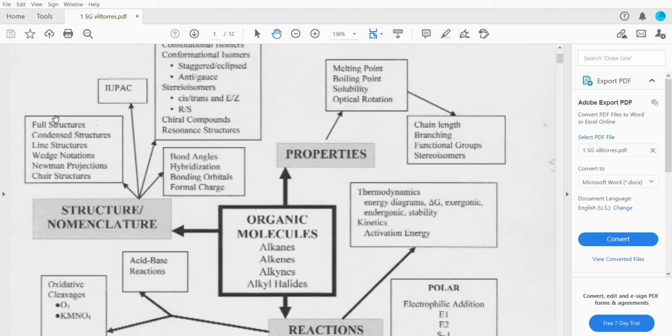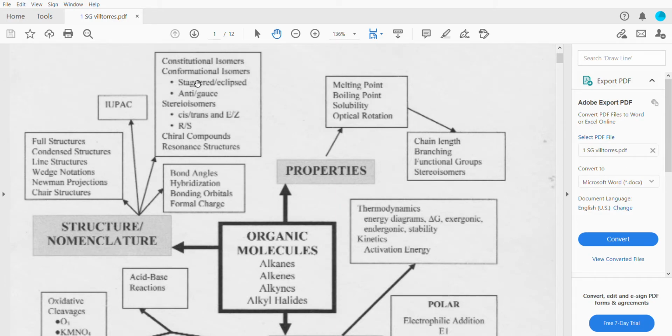We know how to draw full structures, condensed structures, line structures, wedge notations, Newman projections, and chair structures. We know IUPAC rules for naming, constitutional isomers, conformational isomers, stereoisomers, chiral compounds, and resonance structures. Those are the ones we learned, and we are going to practice them later in these study guides.